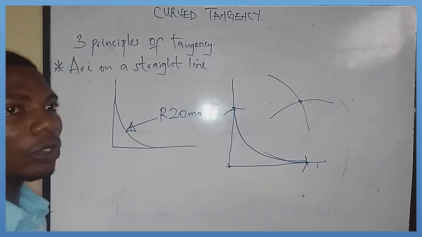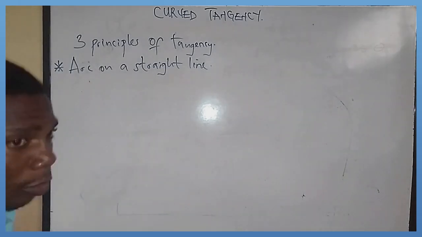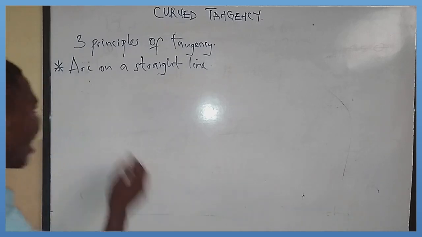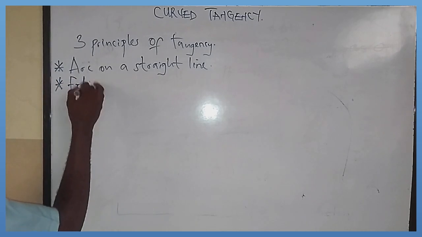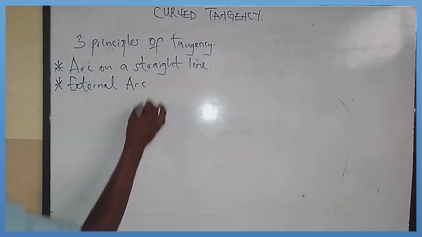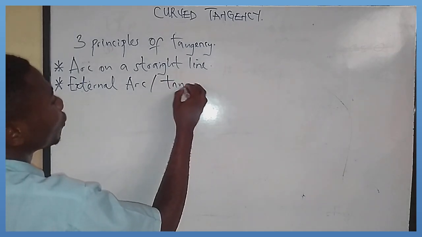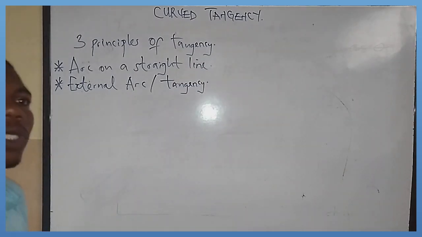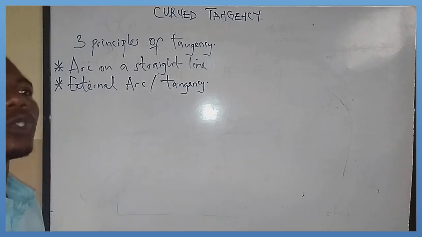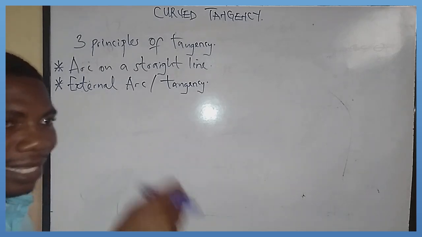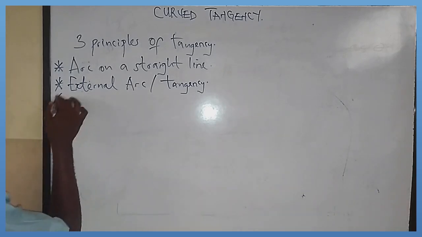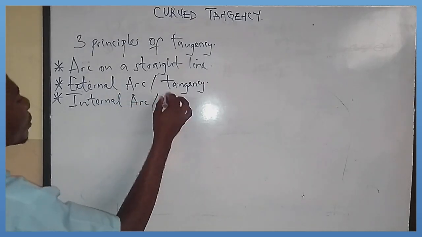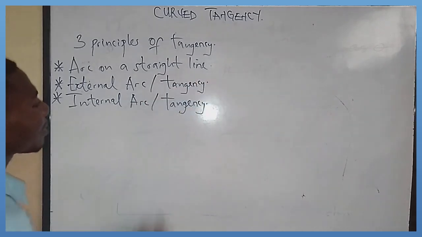Now let's move to the second principle. The second principle states the principle of external arc, or external tangency, either of the two. So how do we deduce which arc is external? Let me take it together. The third principle is the principle of internal arc, or internal tangency. That's it.